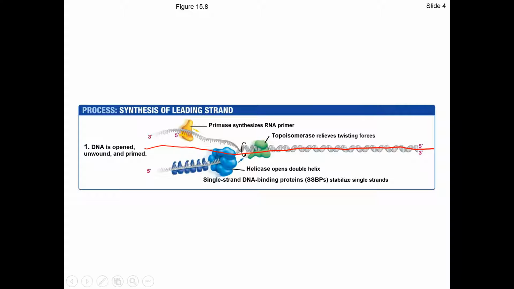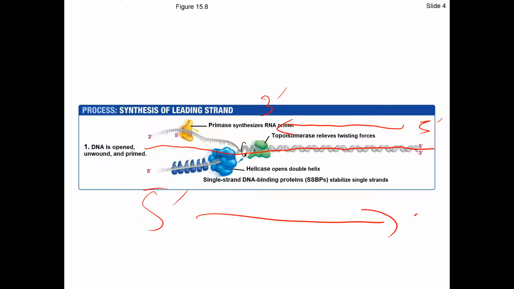Up top, you're going 5 prime to 3 prime in this direction. On the bottom, you're going 5 prime to 3 prime in this direction. All right, so right now, we're only going to focus our attention on the top strand.